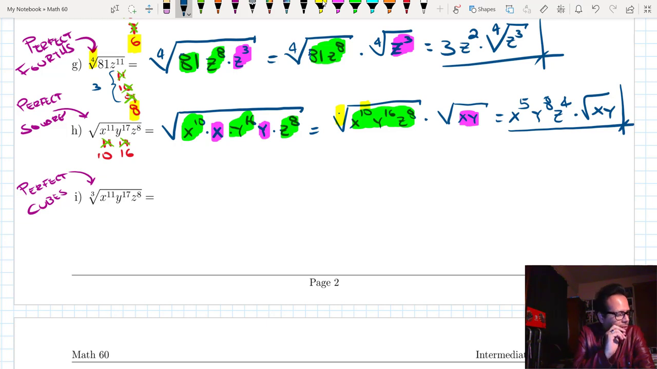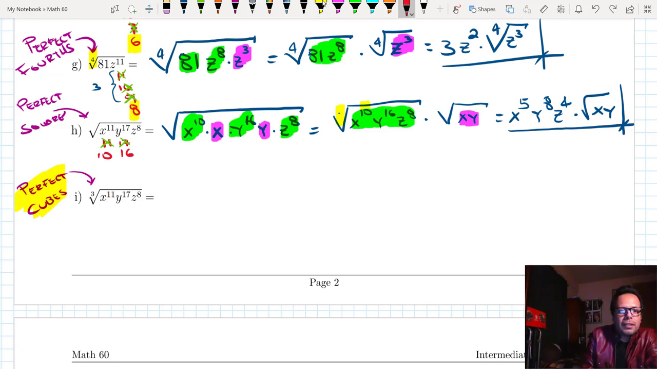All right. Let's look at letter I. Letter I again has the same quantity inside of the radical. However, what changes this time is the index, right? We were looking for perfect cubes as we mentioned earlier. So let's look at each power. Can we divide 11 by 3 and get a perfect integer? The answer is no.